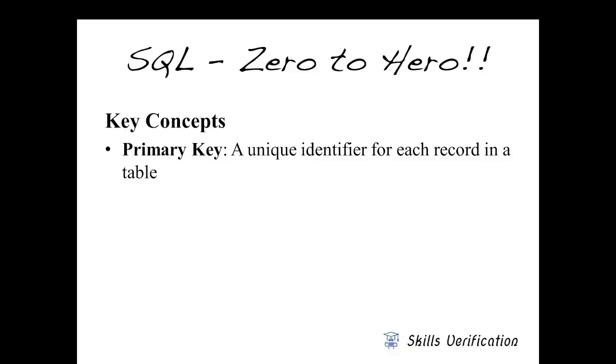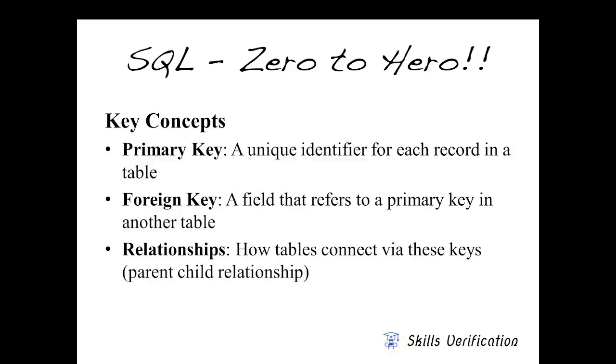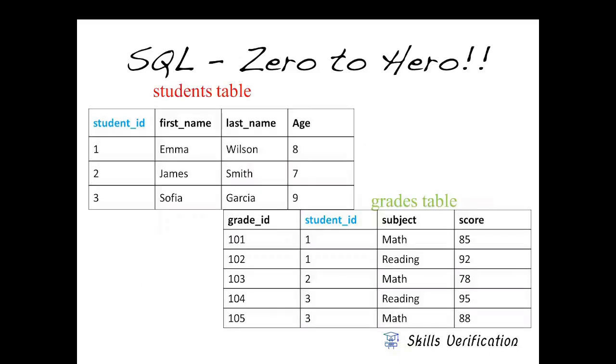The primary key is the unique identifier for each record in a table. In simpler terms, it is like a unique ID tag that helps the computer tell each row in a table apart, so it never gets them mixed up. The foreign key is a field that refers to a primary key in another table. It is like a link or connection that tells the computer, this piece of information comes from another table. Let us see a visual demonstration of this for better understanding.